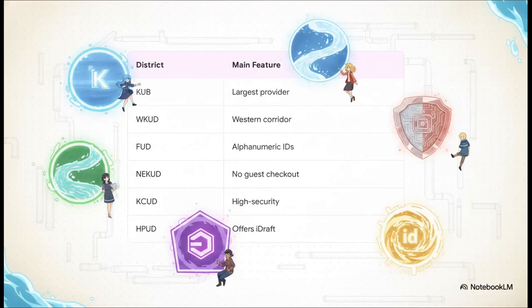So let's start with the big plot twist. Knoxville doesn't have just one water provider. No way. It's actually a highly fragmented network based on your exact geography. There are 6 distinct districts you might fall under. The Knoxville Utilities Board, or KUB, is the largest, sure, but depending on where you live, you might be served by West Knox, First Utility District, Northeast Knox, Knox-Chapman, or Hallsdale-Powell. What this means is your physical address literally dictates your specific online portal, the fees you're going to encounter, and the rules you have to play by.